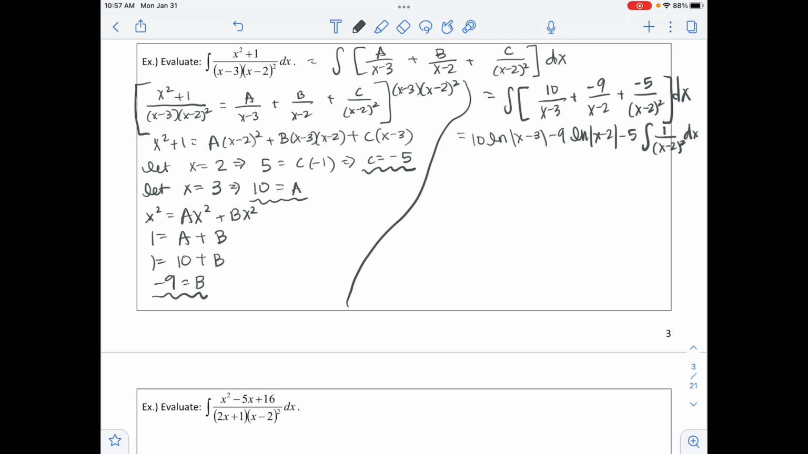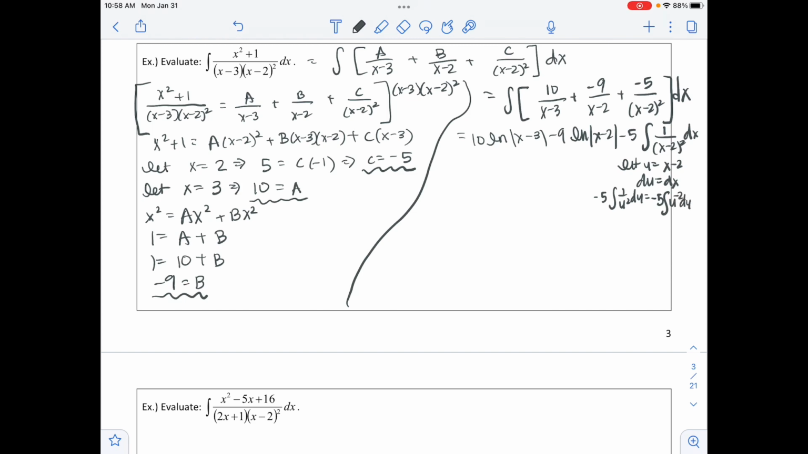And so for this problem, it doesn't work out like the others. I am going to have to use the u substitution. So I'm going to let u equal x minus 2. So du would be dx. So then our integral is now going to become -5 times the integral of 1 over u squared du. Or to integrate it easily, I'm going to say -5 times the integral of u to the -2 du.